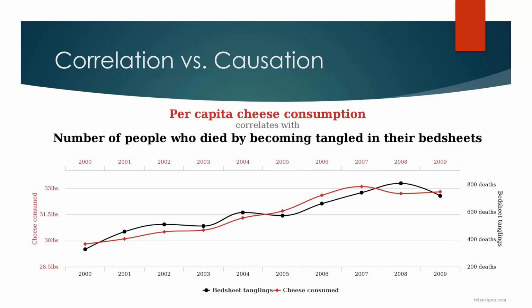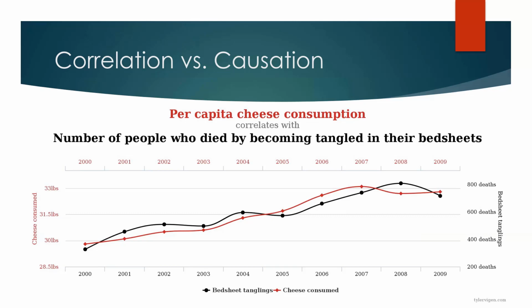You can actually just look for public data on mortality rates and reasons for mortality. So usually at the county level, they have to document what is the reason why somebody passes away. And there are, unfortunately, a certain number of people who have passed away by becoming tangled in their bed sheets. And for some reason, that is correlated with how much cheese people are consuming.